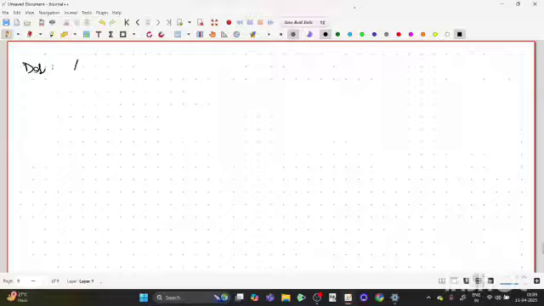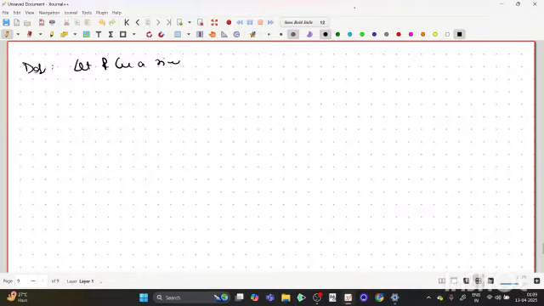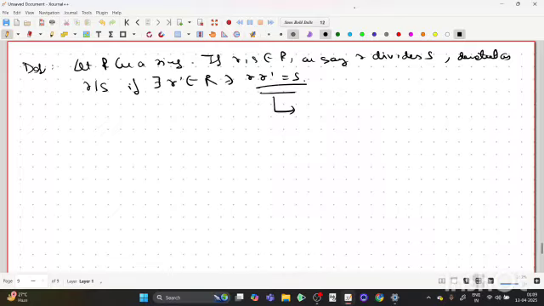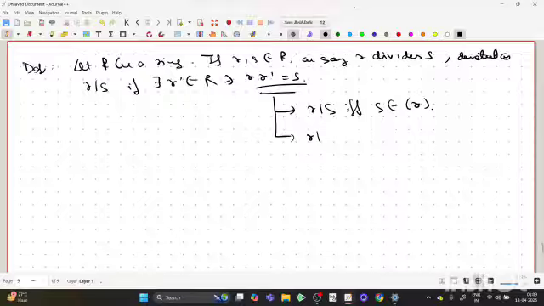Definition. Let R be a ring. If r and s are in R, we say r divides s, denoted r | s, if there exists some r' in R such that r times r' is equal to s. It can be easily observed from here that r divides s if and only if s is in the ideal generated by r. In fact, we can also observe that r divides 0.